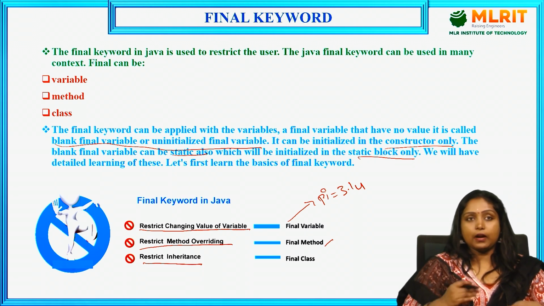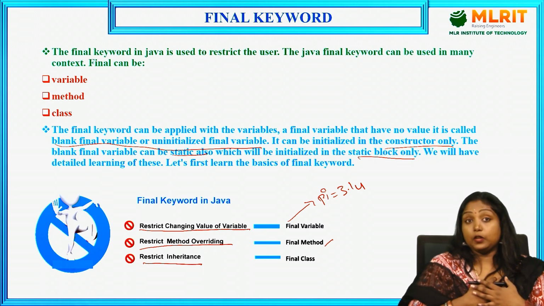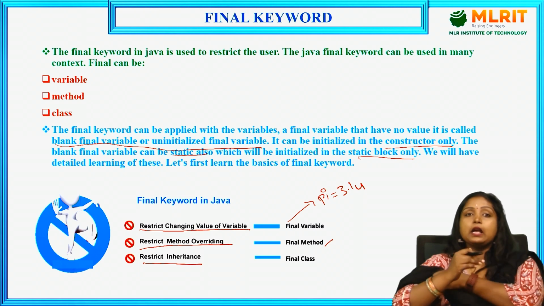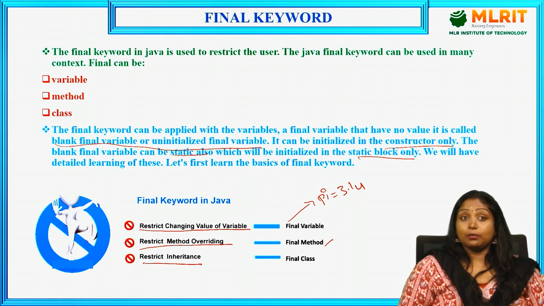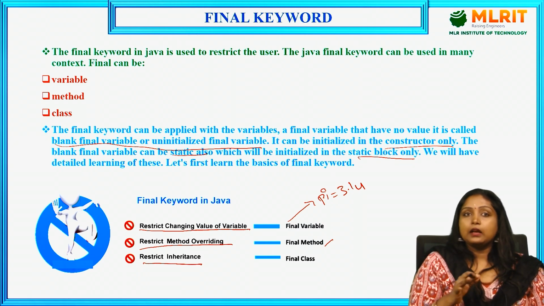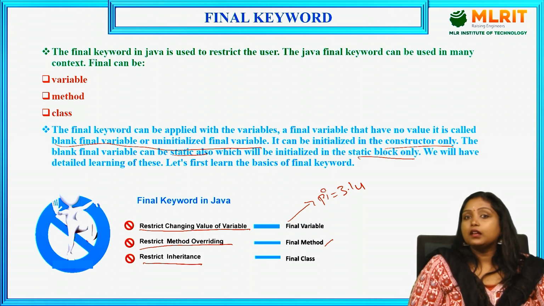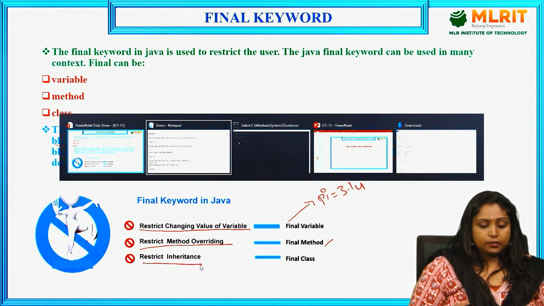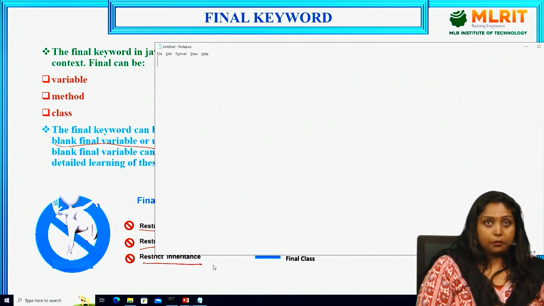If I am a class, and I don't want to share my properties, behavior and variables with other classes, then my class I can have as a final class. So I just want to have a small example program of this.